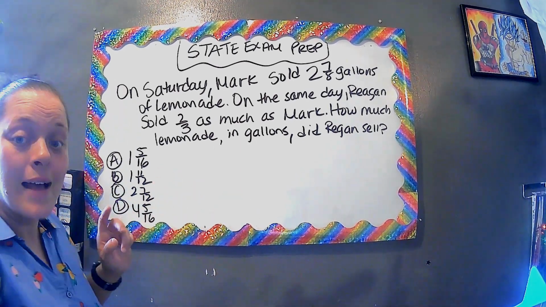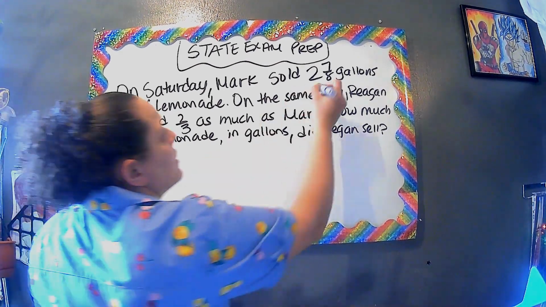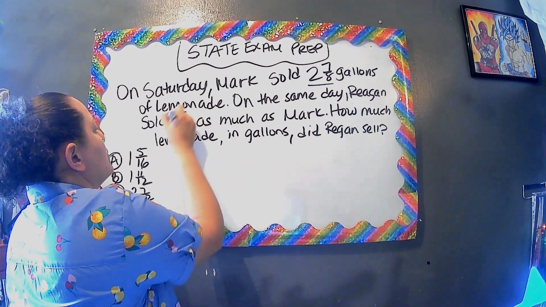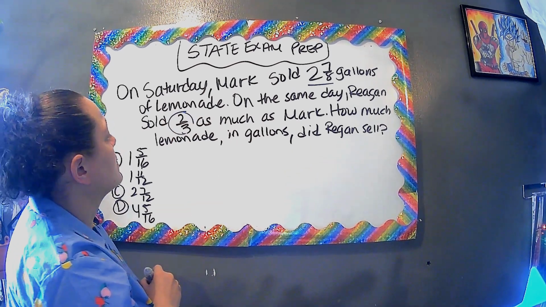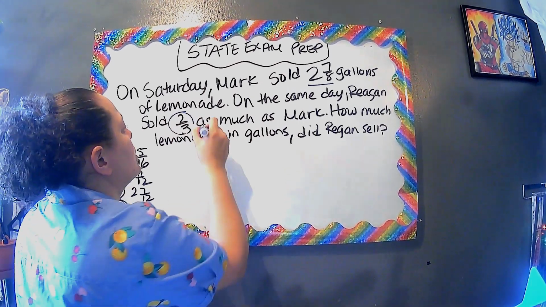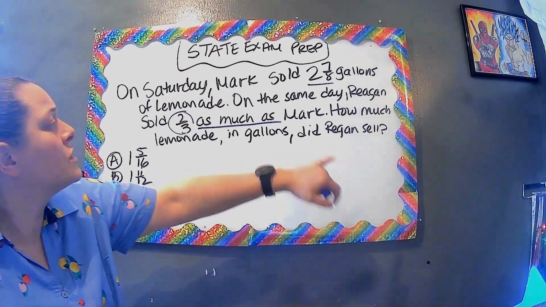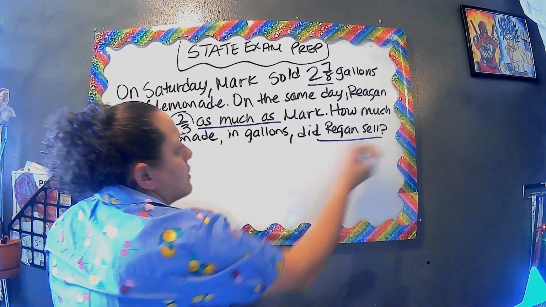First things first, as always, let's check the numbers that matter most, right? So we have 2 7/8, we have the 2/3, and another thing that caught my attention, as much as, all right? And they want to know how much did Reagan sell, all right?